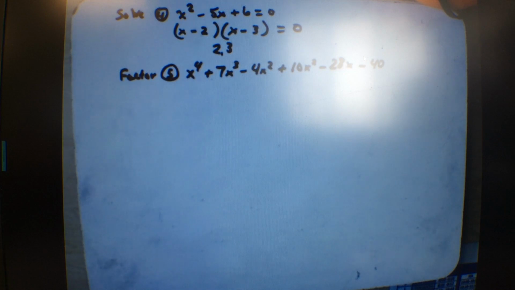What do you think you do? Combine like terms. Alright, well there are no like terms. Yeah, there is, isn't there? Yeah, there is. 4x squared, 10x squared. Oh, there is. I'm sorry, I lied to you. Actually, you could do that. However, I'm going to suggest something different.